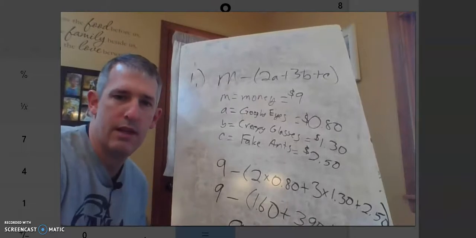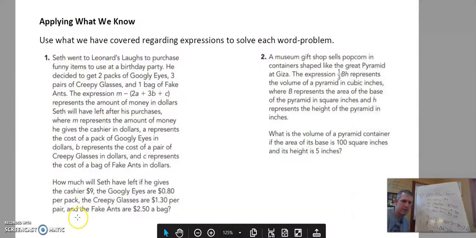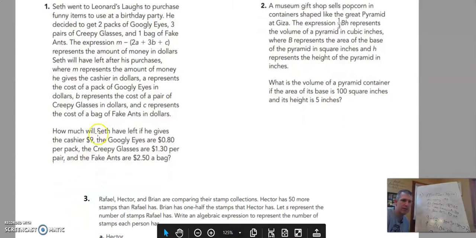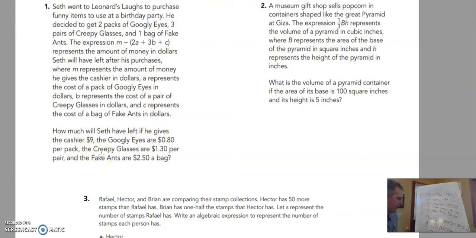So what's the question asking? Let's go back to that. The question asks, how much will Seth have left if he gives the cashier $9? So he will have, I'm planning ahead very well, I'm going to put a 1 here and say he will have $1 left. There's my final answer. All right.